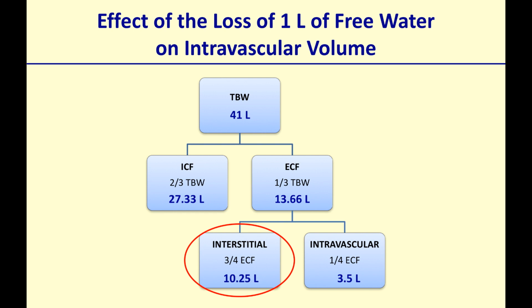10.25 liters that is left. And in the intravascular compartment, 1/4 of 1/3 of a liter will come from it, so it will be 1/4 of 0.33, that is 0.08 liters. So from 3.5 it will go down to 3.42. So this means that for every liter of free water that is coming from the total body water, only 0.08 liters are coming from the intravascular.